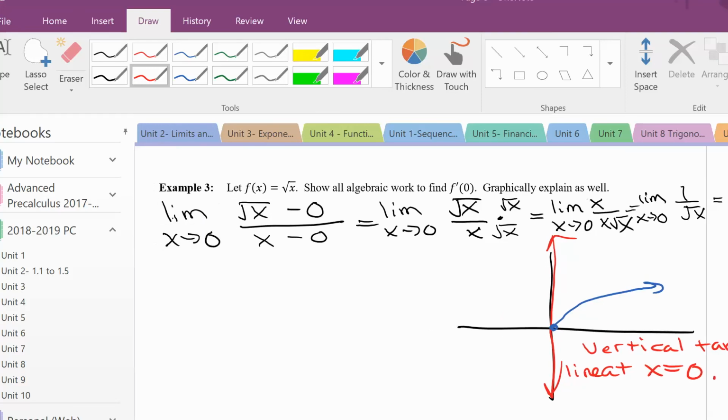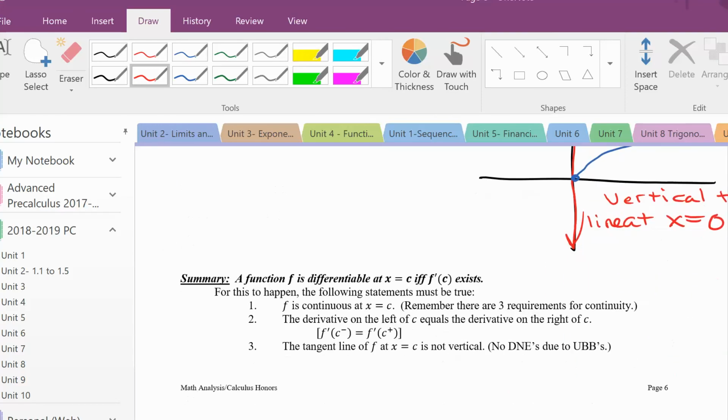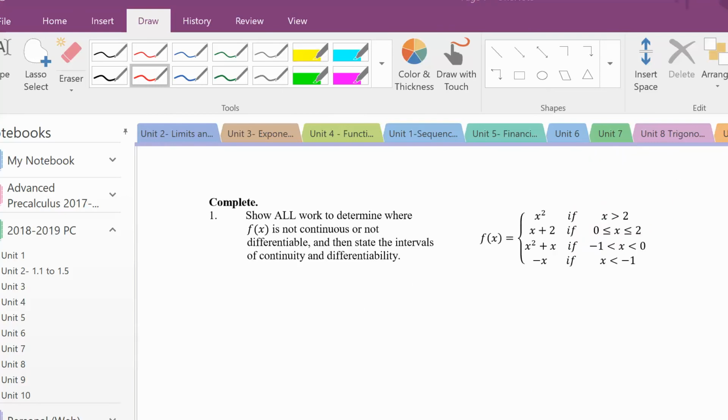All right, so if you look at the bottom here, summary: to be differentiable at a point, the derivative exists, and for that to happen, it must be continuous. The derivative on the left will have to equal the derivative on the right, and the tangent line is not vertical. So those 3 things have to happen. So first of all, we have to determine where f of x is not continuous or not differentiable.